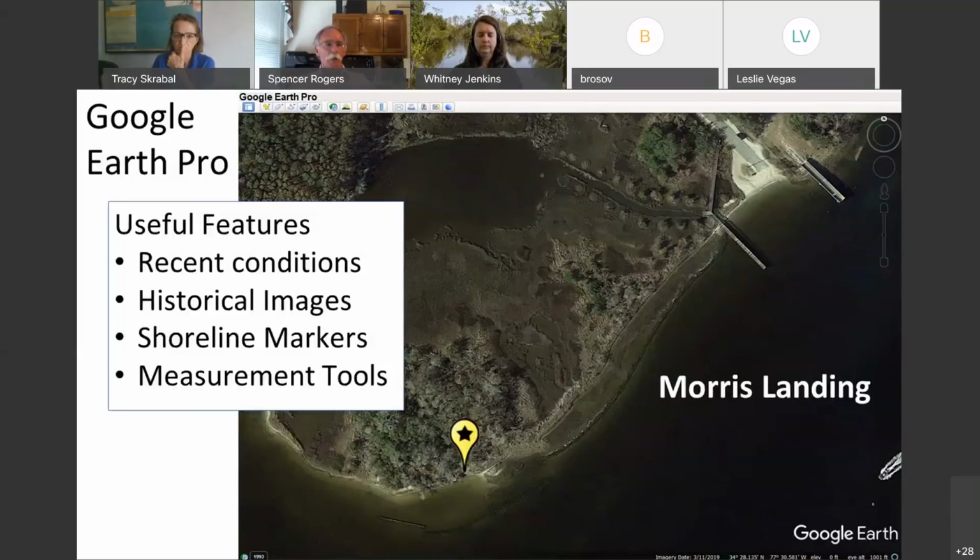look at. From this, we can look at recent conditions, historical images back in time for a ways anyway, and we can use shoreline markers and measurement tools that are readily available from desktop use.